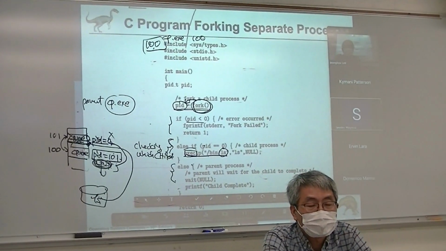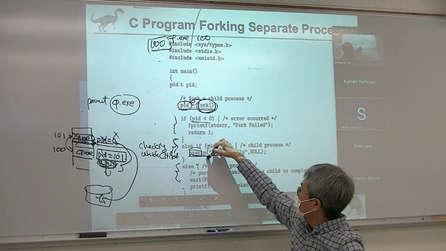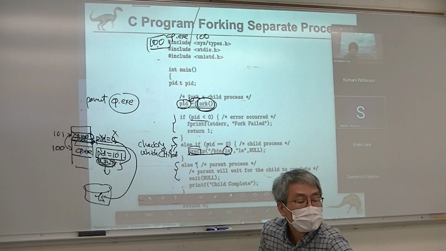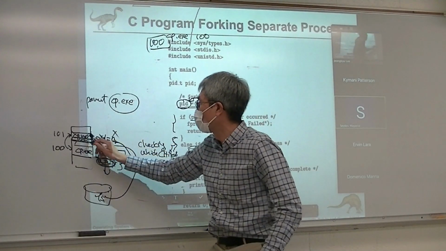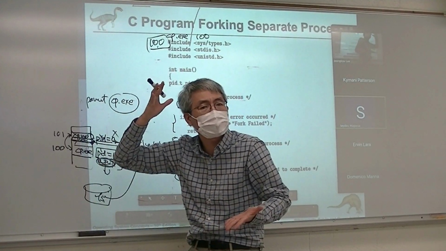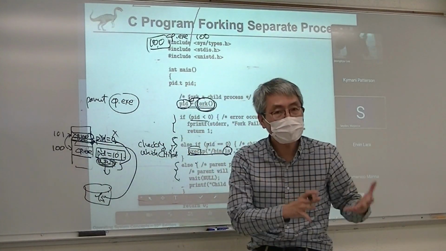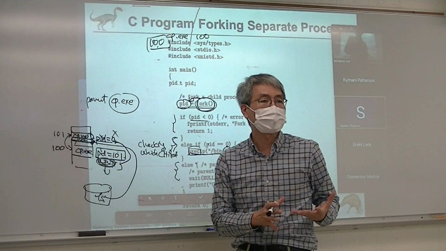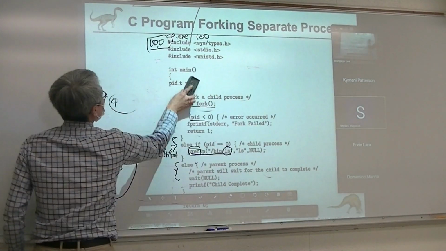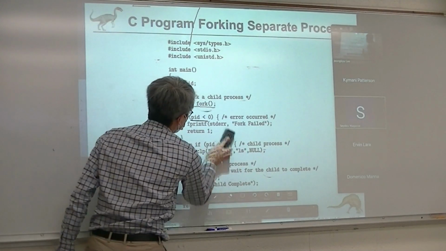Then somebody may be curious, why do I need to check for child or parent in the parent process? Because during the fork, it copied the exact code. You need to consider what the child process needs to do in your parent code. Okay? So we will change this one into your project one.